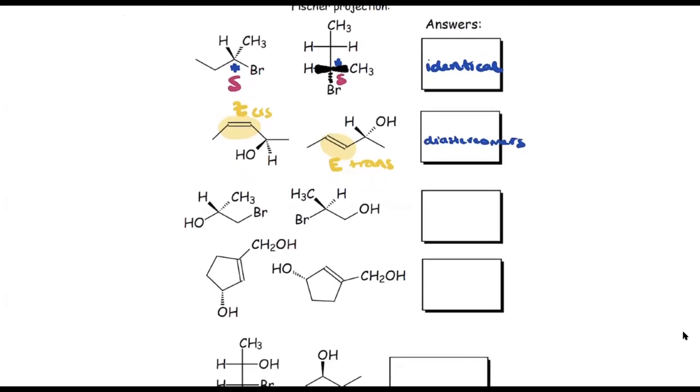Okay. Next one. Not gonna lie, I don't even have to find the absolute configuration for this because I noticed something. Notice where the bromine is in each one. The bromine is on a primary carbon in this one, and here the bromine is on a secondary carbon. So if you have bromine on a primary in one and bromine on a secondary in the other, right off the bat, that tells you they are not even the same constitutional isomer. So they have to be constitutional isomers here.